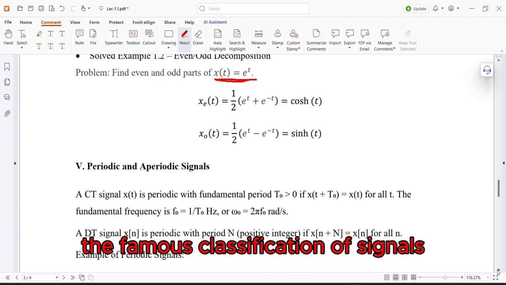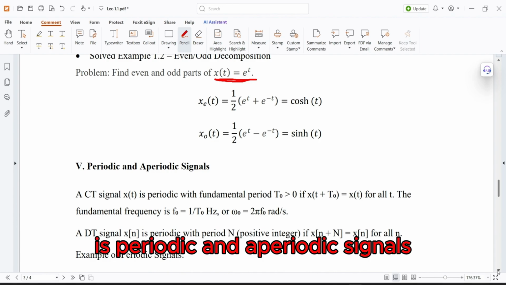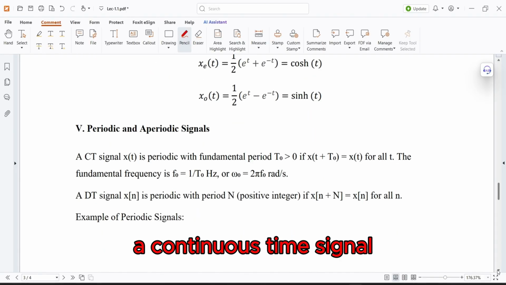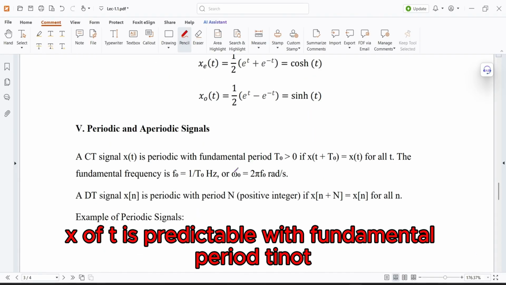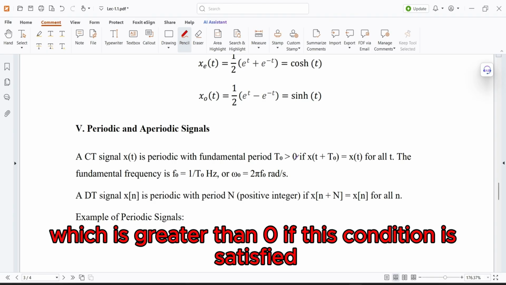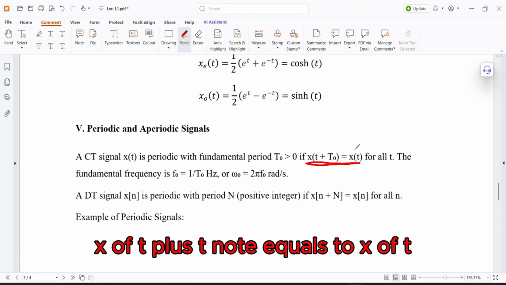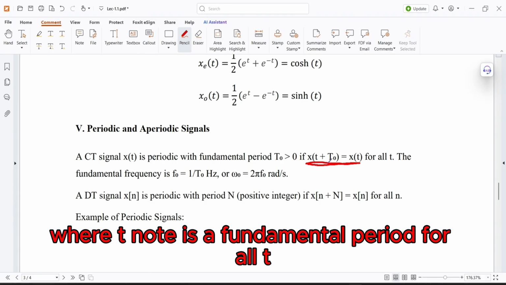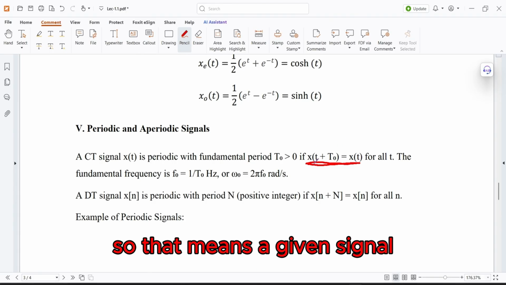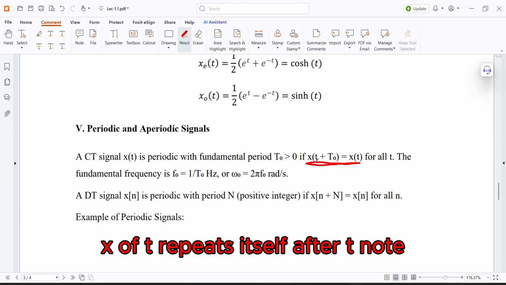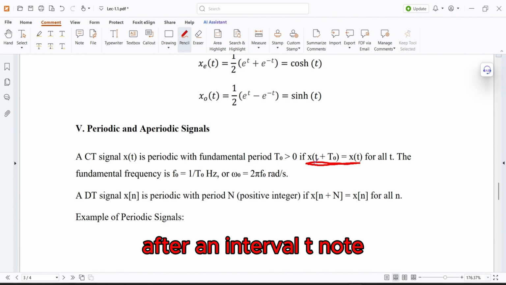The fifth classification of signals is periodic and aperiodic signals. A continuous time signal x(t) is periodic with fundamental period T naught, which is greater than 0, if this condition is satisfied: x(t plus T naught) equals x(t), where T naught is the fundamental period, for all t. That means a given signal x(t) repeats itself after an interval T naught.